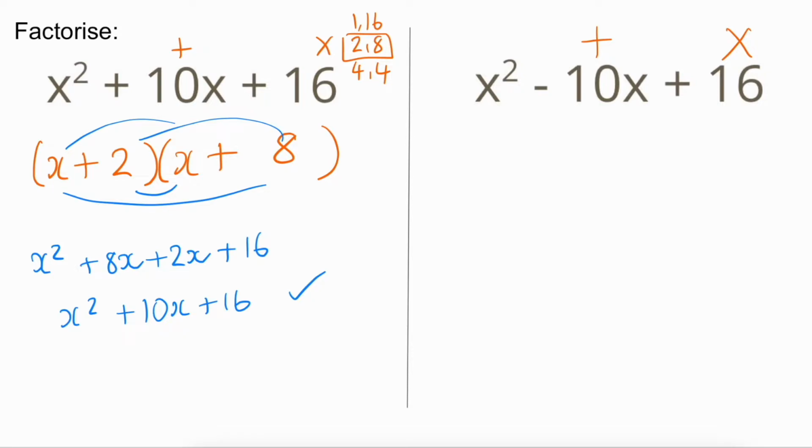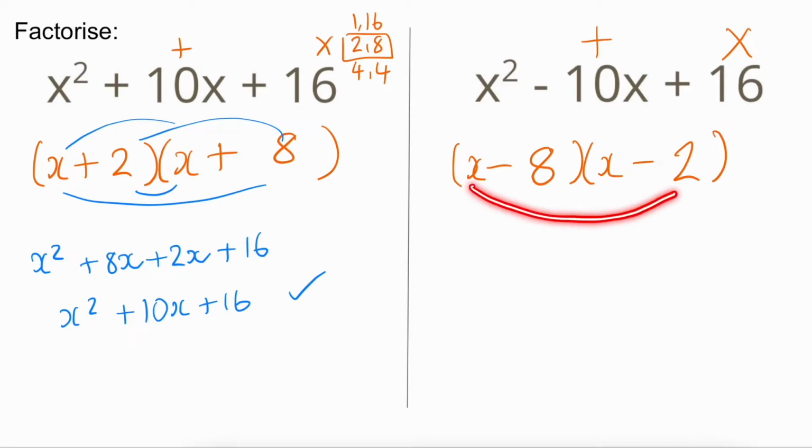So on this one, I have x and x. I know that I've got the 8 and the 2. This time they're both going to be negative. And that, when I multiply out, gives me my x squared minus 2x minus 8x, which is my minus 10x. And then a minus times a minus gives me my positive 16. So again, I can check it like that.